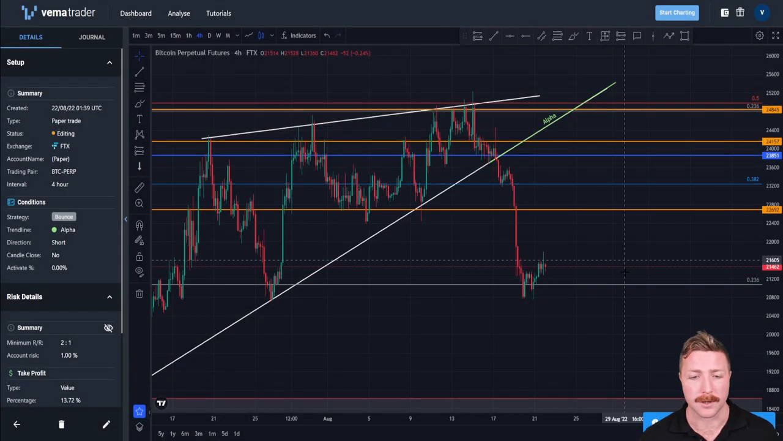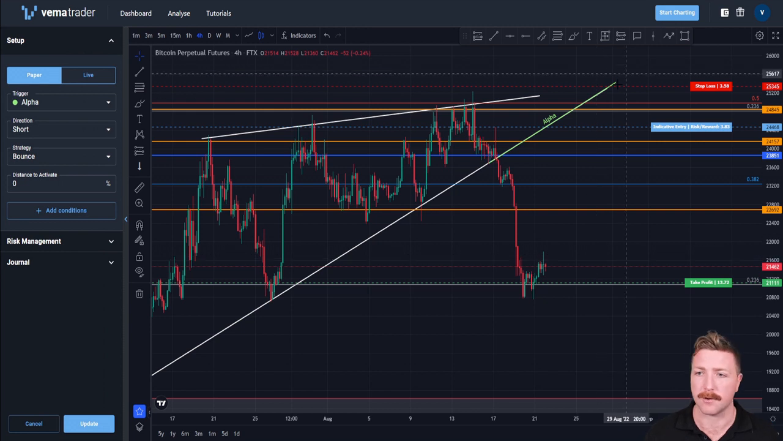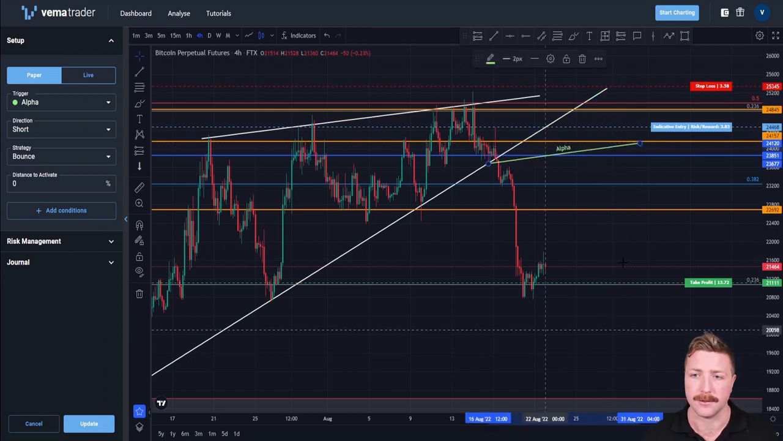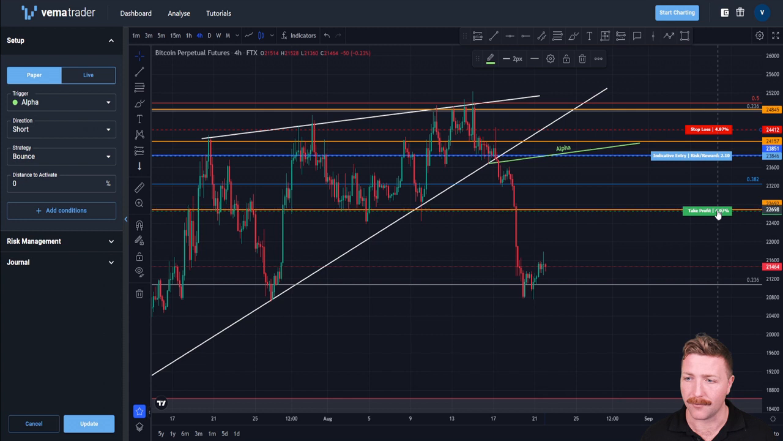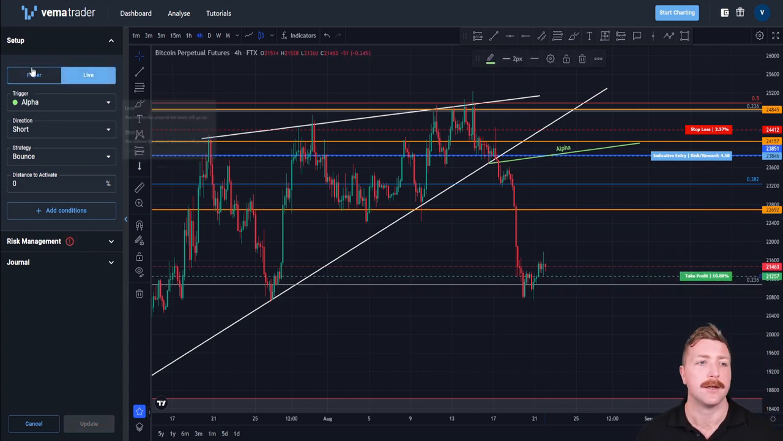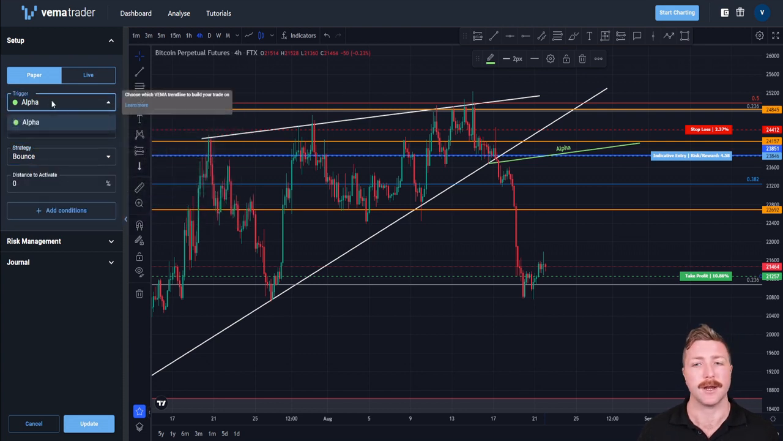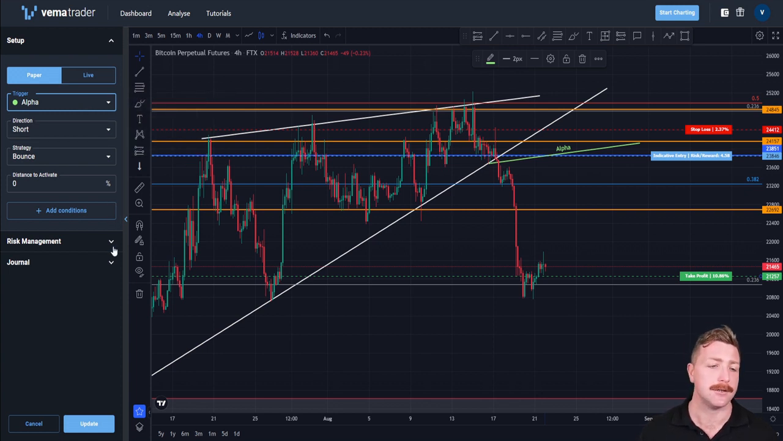So what we do is we come to edit mode, and then we can change essentially anything that you can do on the start charting screen. If I want to move my trigger, you can see I can do that, and the stop loss and take profit will now reflect that. I can move those around. I can change from paper to live. I can change my strategy. I think I can change everything except for the trigger. So the trigger is still locked. If I had multiple triggers, I'd still be stuck on alpha. But apart from that, anything you want to change here, you can change.